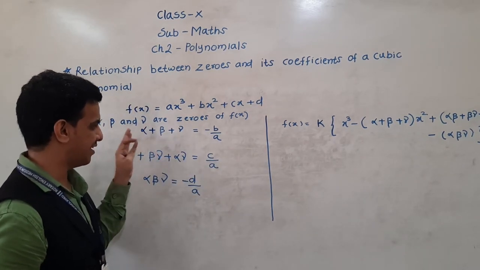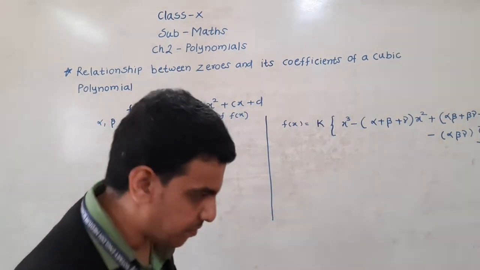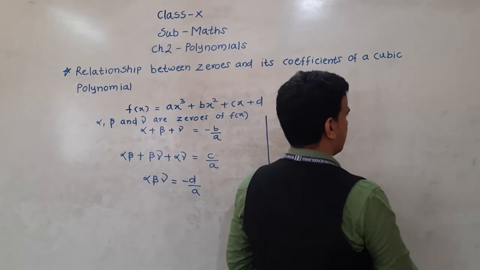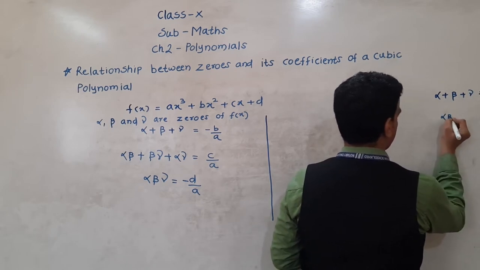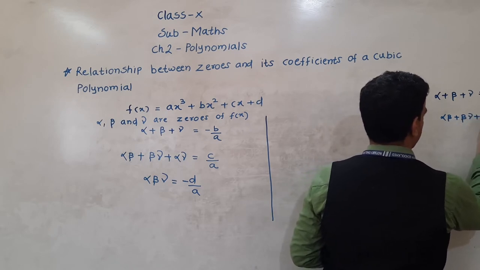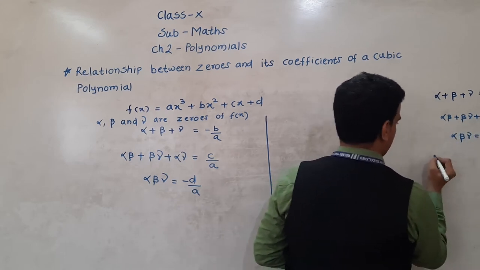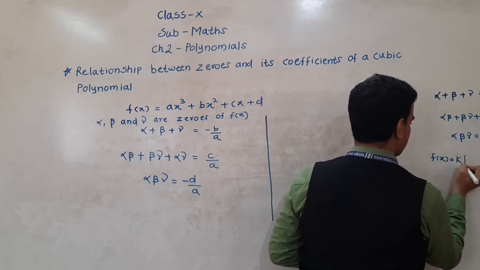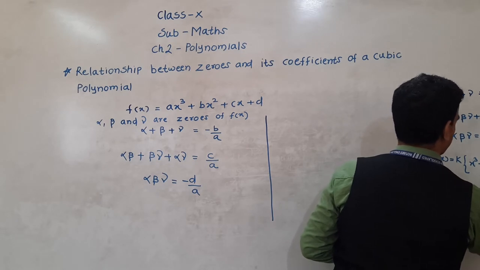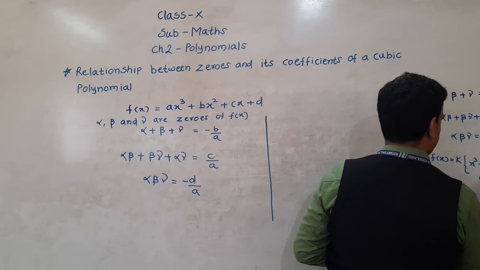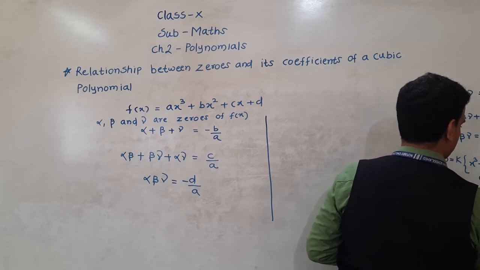First I will write these three relations and this polynomial on this side. The first one is alpha plus beta plus gamma is equal to minus b by a, alpha beta plus beta gamma plus alpha gamma is equal to c by a, alpha beta gamma is equal to minus d by a, and the polynomial is f of x is equal to k into x cube minus alpha plus beta plus gamma into x square plus alpha beta plus beta gamma plus alpha gamma into x and minus alpha beta gamma.